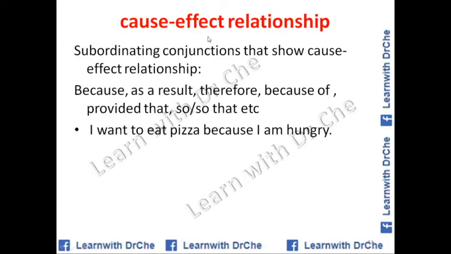Cause and effect relationship. Subordinating conjunctions that show a cause and effect relationship, for example: because, as a result, therefore, because of, provided that, so that. Remember them, they are very important to make complex sentences and to make our writing look very advanced. I want to eat pizza because I am hungry.